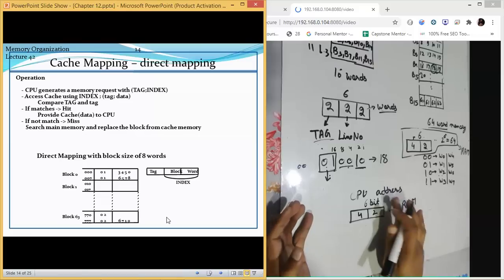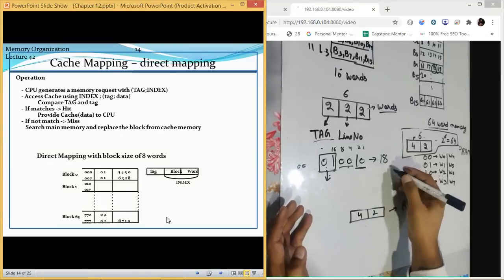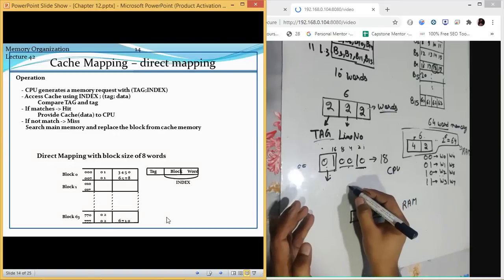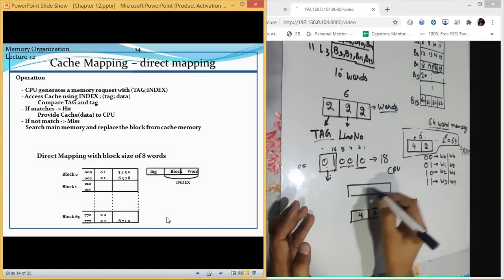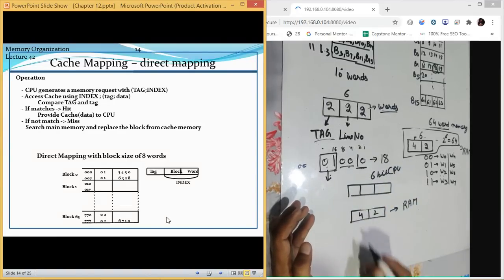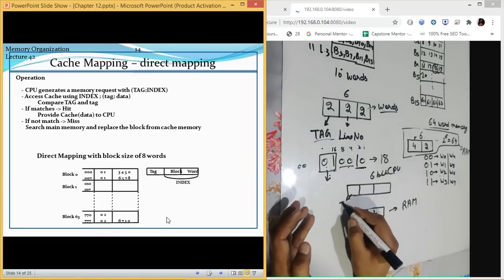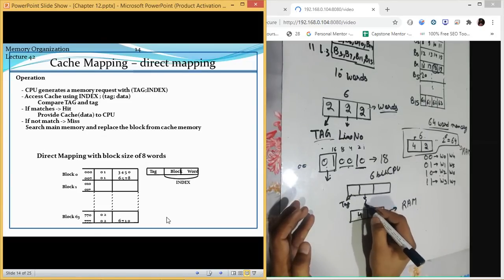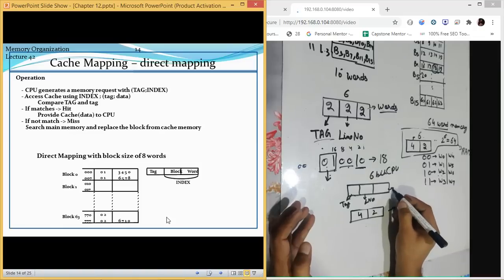If we want to search the cache, and the CPU is generating an address for searching inside the cache, there are 6 bits. We have divided it into three parts. This is known as the tag, this is known as the line number, and the last one is known as the word.